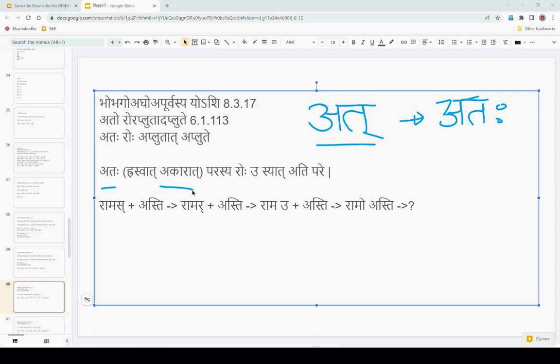Okay. So first let's focus on the vibhakti of each word here. So ataha is the panchami vibhakti of at. That is the one part. And what is roho? This we saw before.